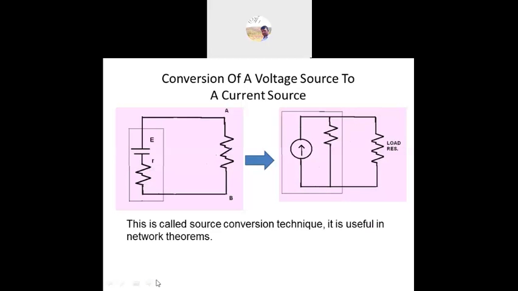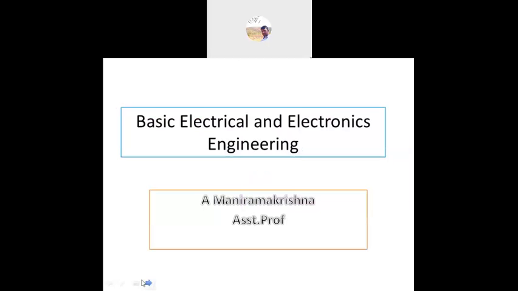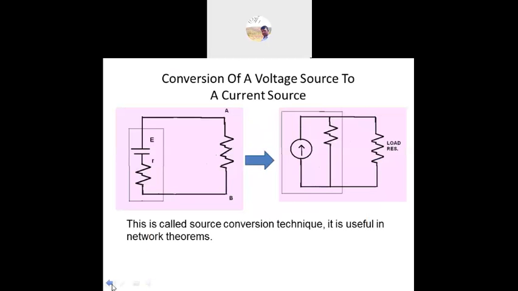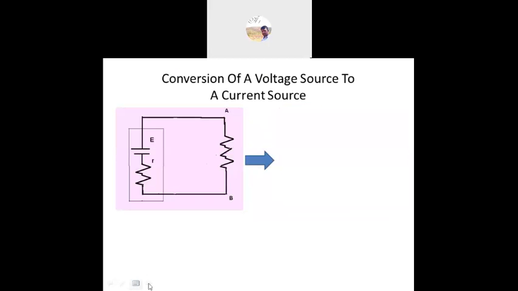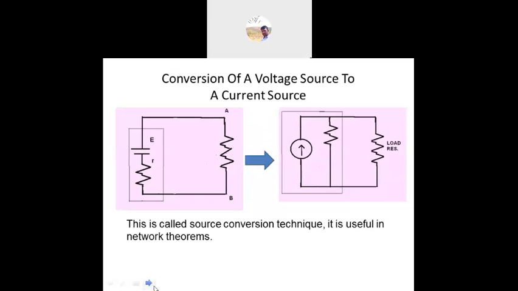There will be some problems on this also. So this is about the voltage source and current source problem. This is the end of the DC circuits.